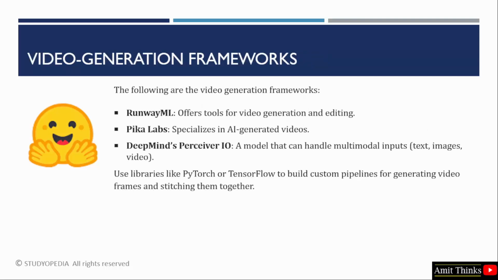Let us see some video generation frameworks before moving towards the example. One of the most popular ones is Runway ML. It offers tools for video generation and editing. Mostly for AI generated videos, you can use Pika Labs. With that, DeepMind's Perceiver IO can also be used to handle multimodal inputs. Multimodal input can include text, even images, and even videos. You need to use libraries like PyTorch or TensorFlow so that you can build pipelines for generating video frames.